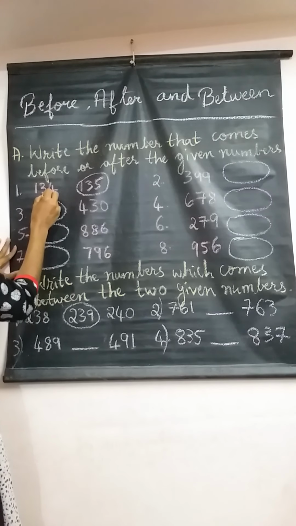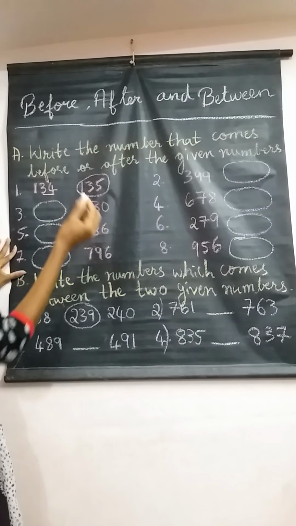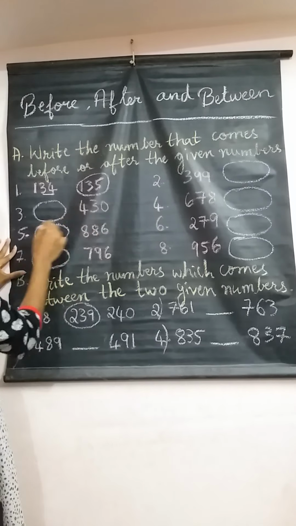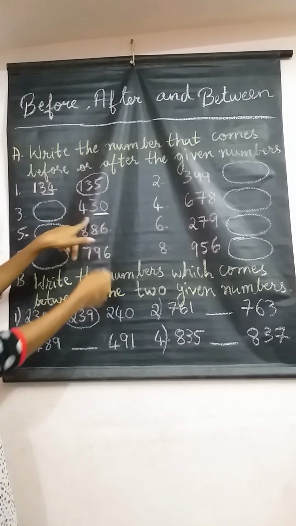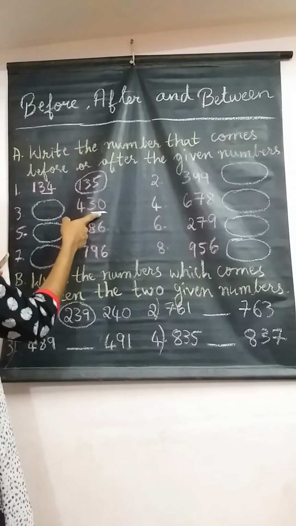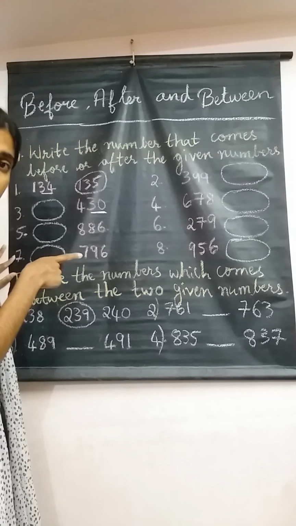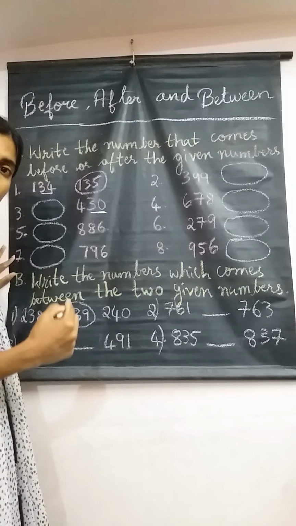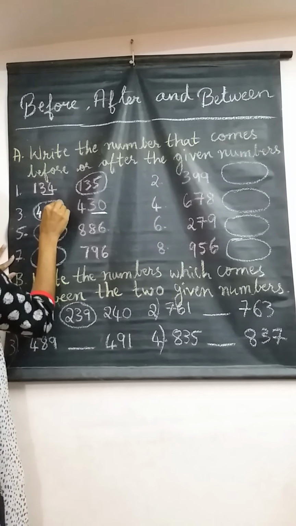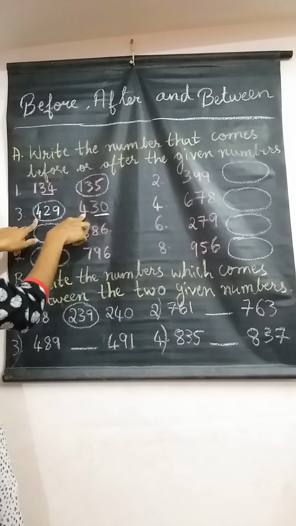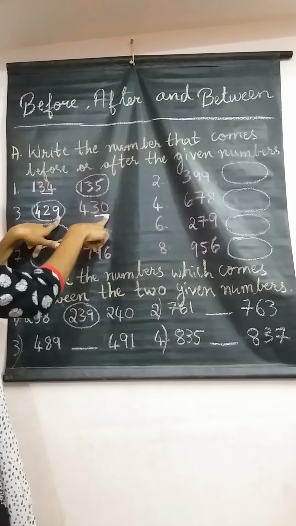They have shown one example: 134, after number is 135. Let us do this. And then let us solve the before numbers now. Underline these two digits, 30. What is the before number of 30? It is 29. Yes, you know 30 before is 29. And let us write here 429. You should write 4 in the hundreds place and change this to say 29.